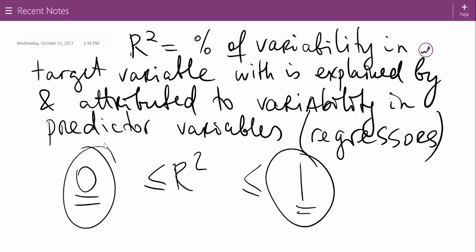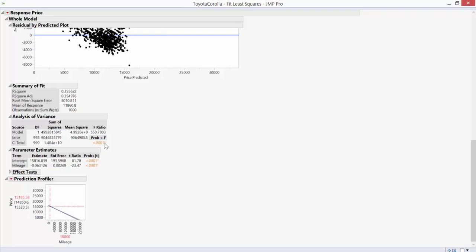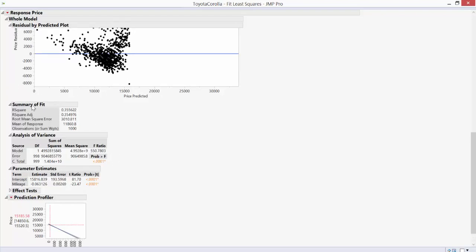Okay? There are no models that give you a perfect 1. So in most cases, your R squared is going to be somewhere in between 0 and 1. Which one do you think is best, 0 or 1? 1. So the closer your R squared is to 1, the better off you are. Simple as that, okay? So let's take a look at our model, right?